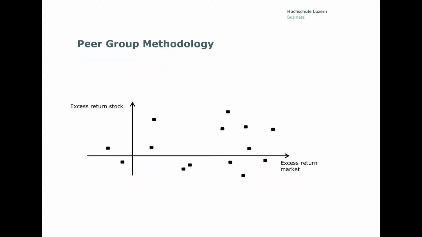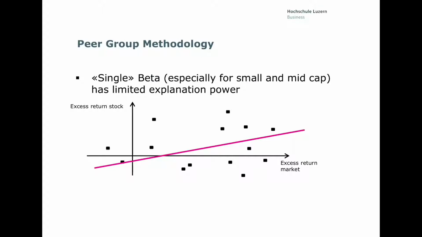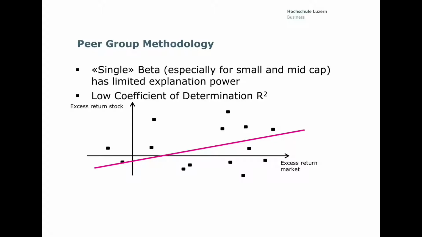When estimating beta empirically, we use a linear regression approach and regress the excess return of the stock on the market risk premium. The slope of the regression line is beta. The reason for using a peer group approach to identify beta is that especially for small or mid-cap companies, a single company beta has limited explanatory power. In terms of regression terminology, the coefficient of determination, R squared, is rather low.